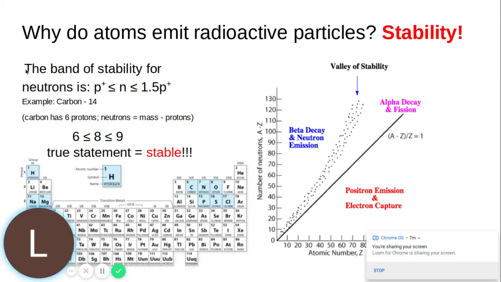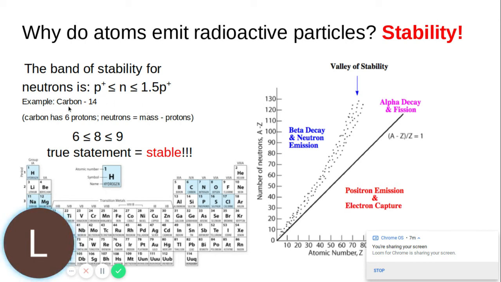This is how we calculate if something is stable. So we're going to take the number of protons and then we're going to multiply that by 1.5. And if our number of neutrons falls within that range, then it's stable. If it's not within that range, then it's unstable.